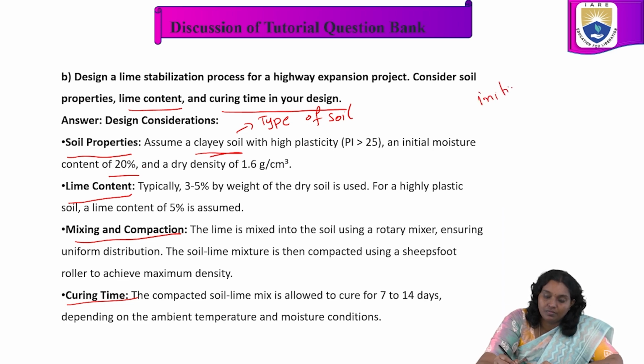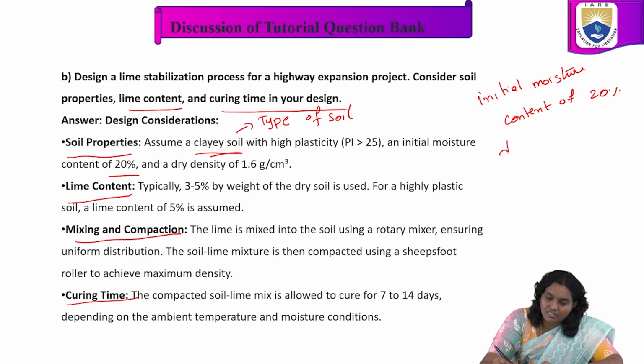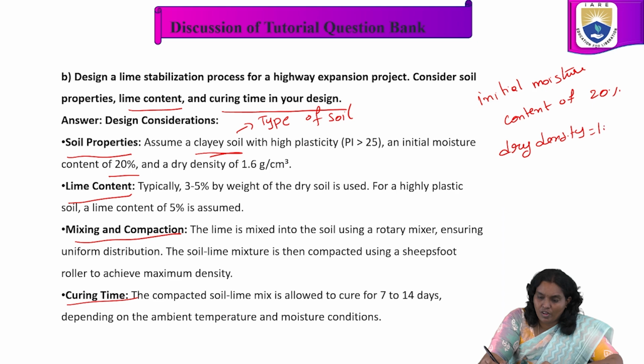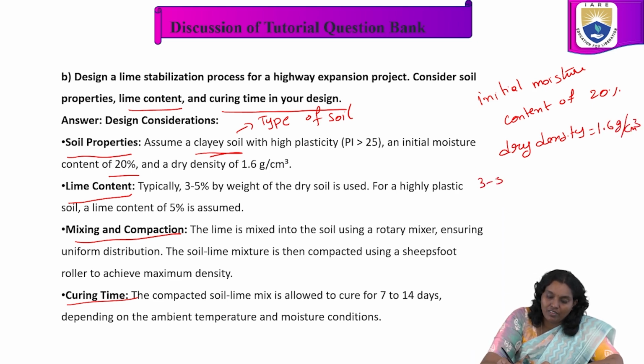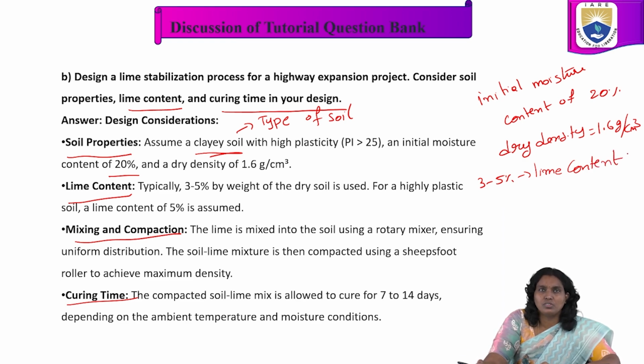Initial moisture content of 20% and dry density of 1.6 grams per cubic centimeter. Lime content typically ranges from 3 to 5% by weight of dry soil and is used for highly plastic soil. A lime content of 5% is assumed here.